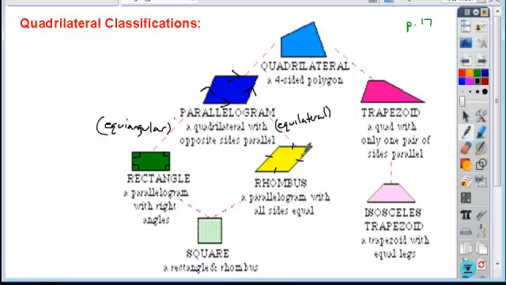equal in length. And therefore, if you have a parallelogram that is both equilateral and equiangular, equilateral, it's a rhombus, equiangular, it's a rectangle, then you have a square.